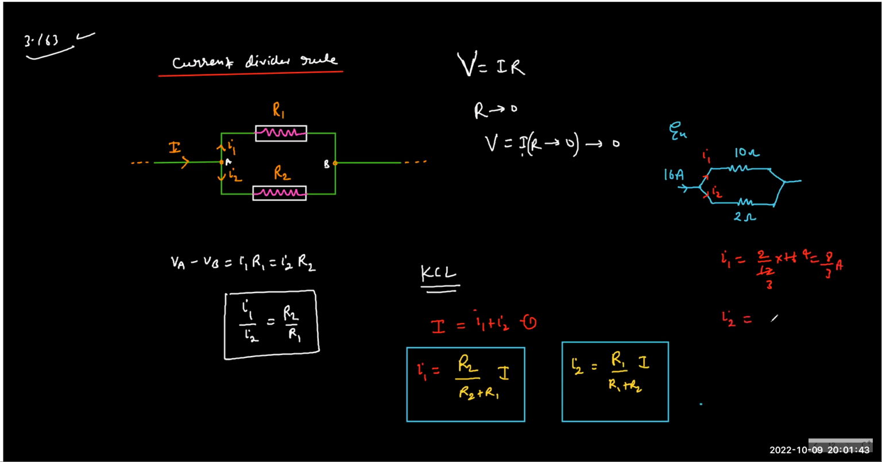What is I2? By subtracting, you can get the answer, 40 by 3. But you should not do this calculation over. I want you to know the direct way of doing it. So I1 will have 2 upon 12 into 16 and I2 will be 10 upon 12 into 16. Is this clear? Whenever you see a parallel branch, you find the current and then divide as per the current divider rule. Okay, guys? Clear?